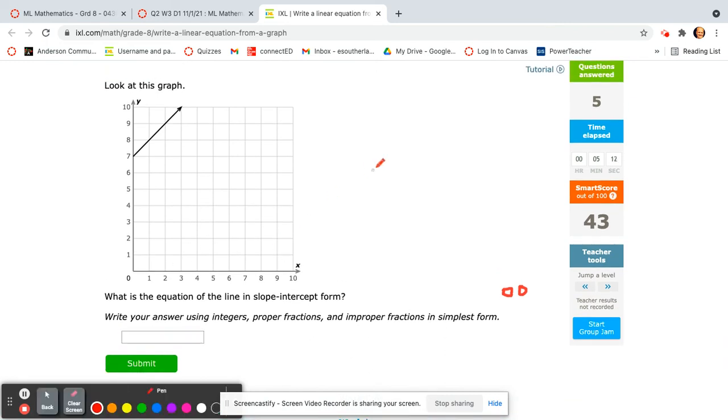This time the b is at 7. And we got to figure out what the slope is. Again, the b is here. It looks like we're going to go up 1 and over 1, which means 1 over 1 again. And so for our equation, we're going to type in y equals 1 over 1 x. And then since it's a positive 7, we put plus 7.